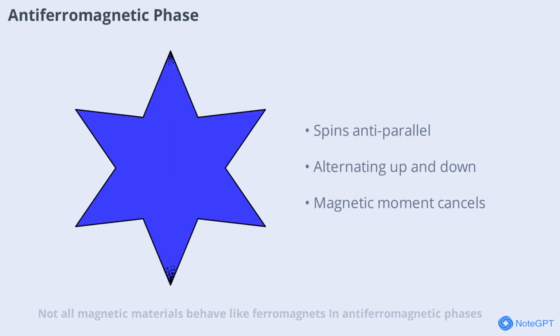Not all magnetic materials behave like ferromagnets. In antiferromagnetic phases, neighboring spins prefer to point in opposite directions. This antiparallel arrangement means that spins alternate between up and down, effectively canceling out the overall magnetic moment. The diagram for antiferromagnetism shows alternating arrows illustrating this pattern. Antiferromagnetic order is common in materials such as manganese oxide and plays a vital role in advanced technologies like spintronics. The exact arrangement depends on the crystal lattice, which we'll explore next.